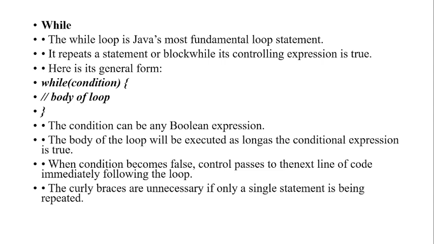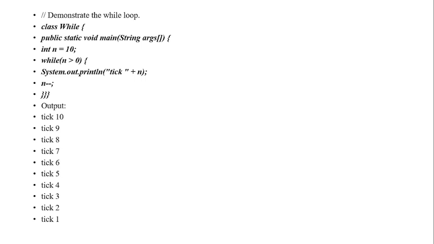So if I am giving a condition i less than 10, right? I will be writing the increment or decrement statement inside the body of the loop. The curly braces are unnecessary if only a single statement is being repeated, right? So this is how the while loop is explained.